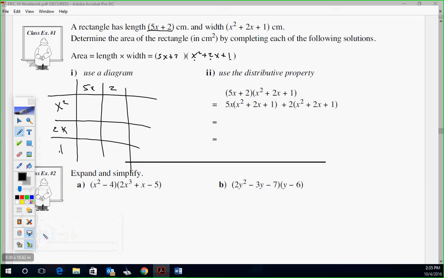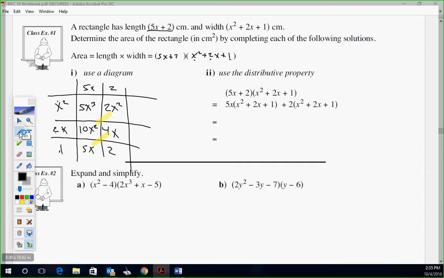From here, x squared times 5x is 5x cubed. X squared times 2 is 2x squared. 2x times 5x is 10x squared. 2x times 2 is 4x. 1 times 5x is 5x. 1 times 2 is 2. Then you can combine your like terms, which are these 2 boxes and these 2 boxes.